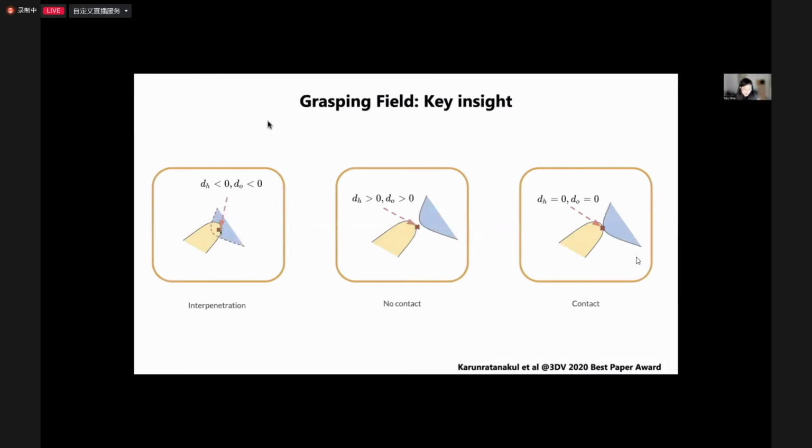So for example, the interpenetration area can be represented by the grasping field directly, which means the output of the grasping field is like both less than 0, right? So that's the interpenetration. And for the contact area, the grasping field, the 2 dimensions both equal 0, right? And when there is no contact, then the distance of this point to the hand and to the object are both larger than 0, right? So by doing this, both the surface of the object and the surface of the hand, as well as their interpenetration and contact relations, are represented in a unified way in this grasping field representation.